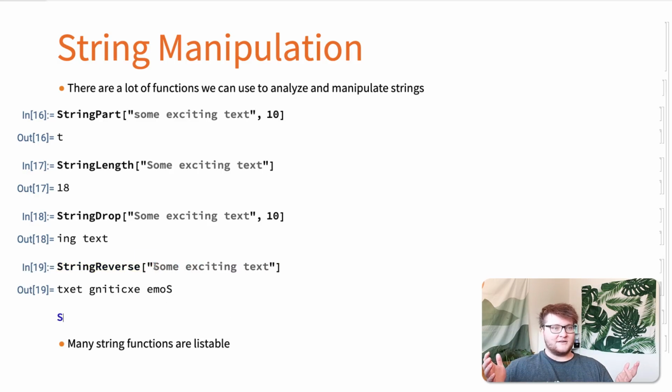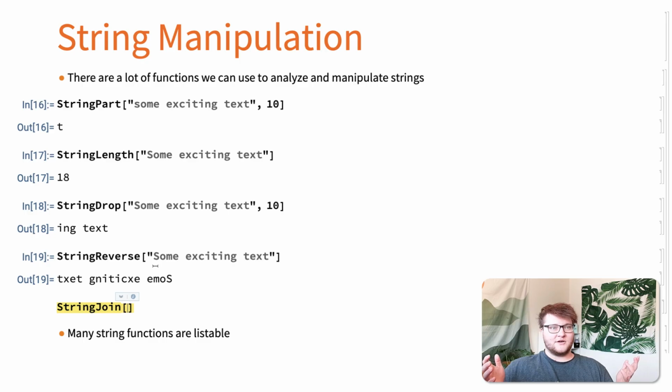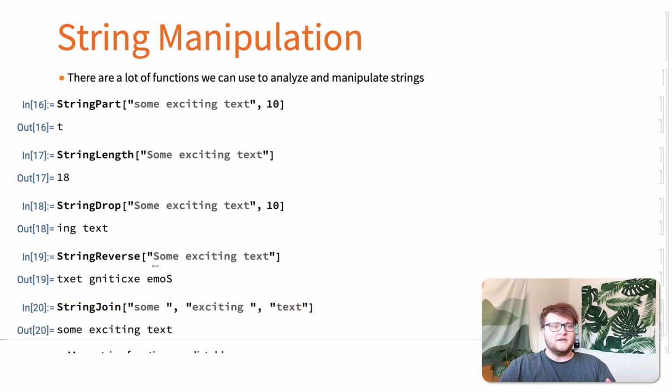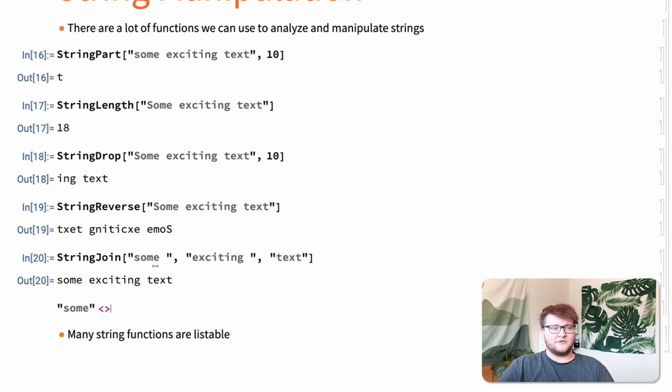String join is a function we've already used, and it's really useful when working with deconstructing and reconstructing strings. So we can use the full form of string join, which we've looked at already, or we can use our two greater than, less than signs as shorthand, so we can just plop them all in.